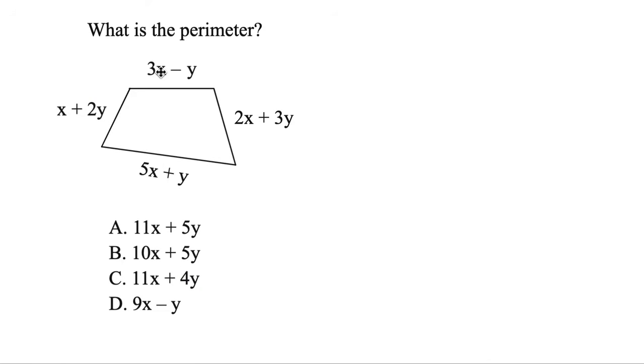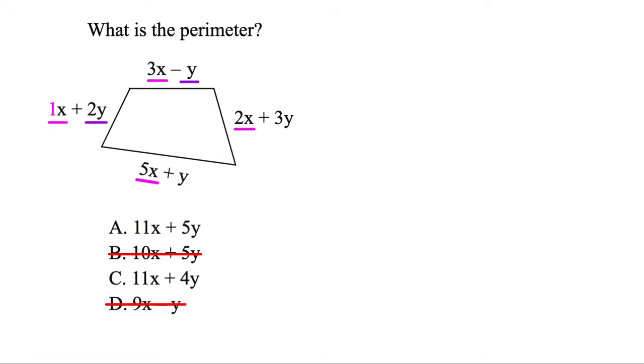Now they could give you one with X's and Y's. We're still finding the perimeter. We're still going to add. In this case, we're going to add all the X's together, and that's called combining like terms. If there's not a number in front, it's always a 1. And we're just going to add all those numbers in front of the X's there. So 1 plus 3, 4, plus 2, 6. 6 plus 5, we get 11 X's. Could be A, could be C. Let's get rid of B and D.